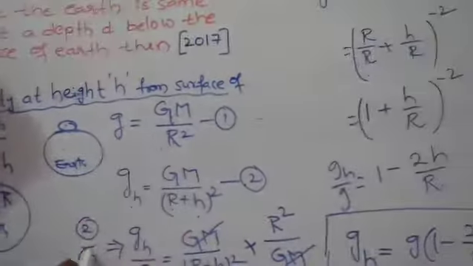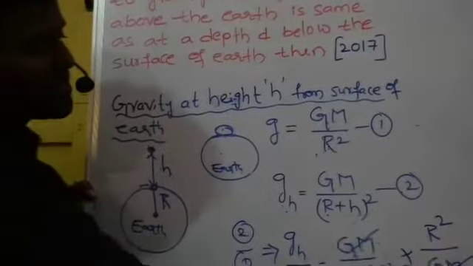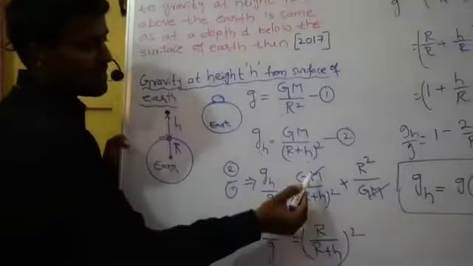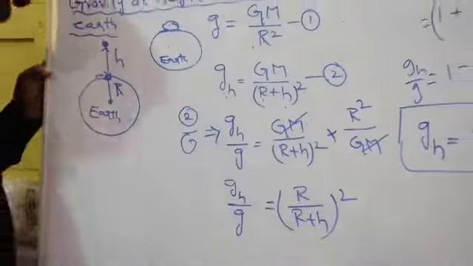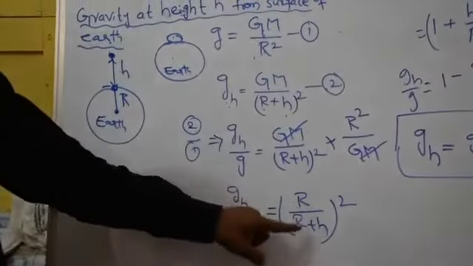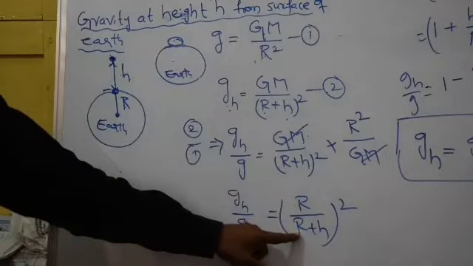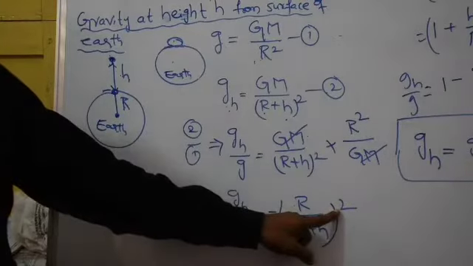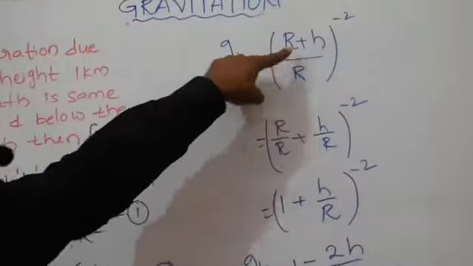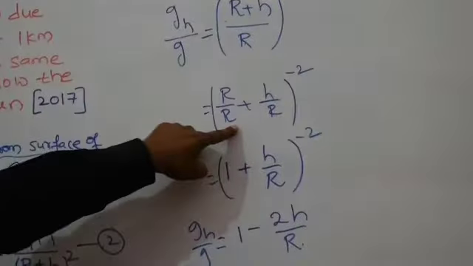Equation 2. Equation 2 divided by equation 1. GM gets cancelled. The remaining terms I have written, interchanging these two equations: r plus h in the numerator, r in the denominator. At that moment the power will become minus. See here, minus. Again from this step I have written like this.